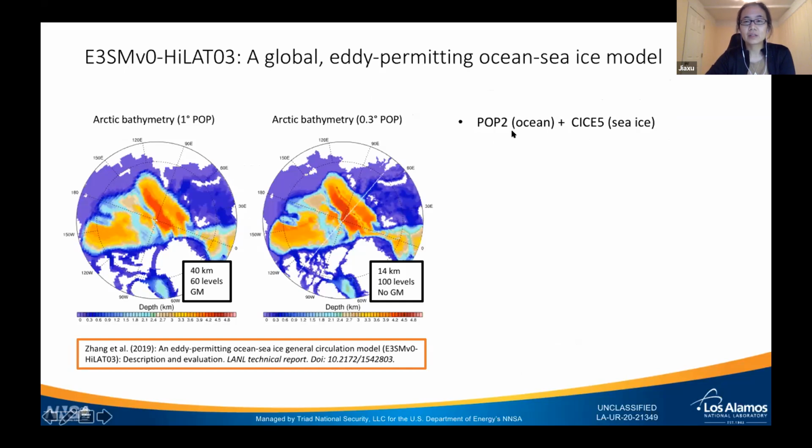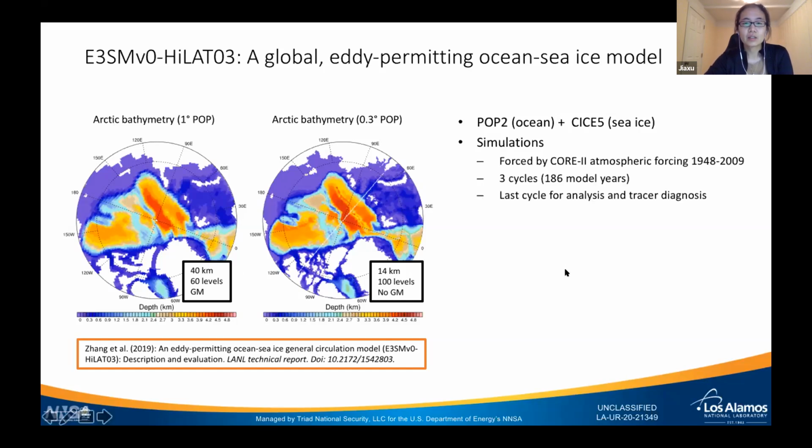So it has POP2 as the ocean component and CICE5 as the sea ice component. In this figure, I compare the Arctic bathymetry for the 1 degree model and the 0.3 degree model. In our version of the model, we bring down the horizontal resolution over the Arctic from 40 kilometers to 14, and also increase the vertical levels from 60 to 100. And we turn off the GM eddy parameterization.